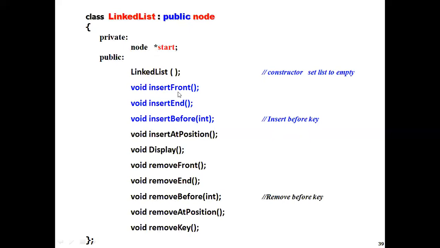Insert front is responsible for inserting a node in the beginning of the linked list, which we have discussed already in the previous session. Insert end is responsible for inserting a node at the end of the linked list. And insert before the key element means you are going to insert a node before the input key. You have to search that key in the linked list and insert the new node before that key, and so on, other functions.